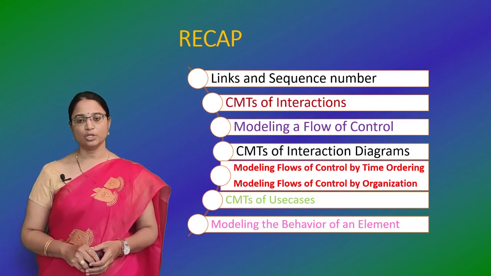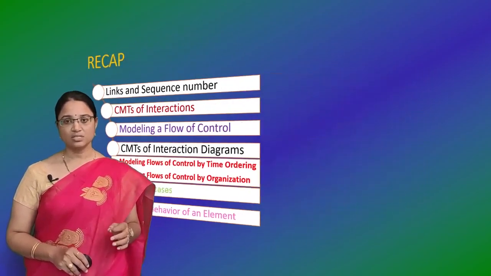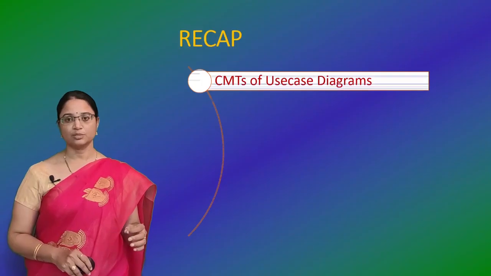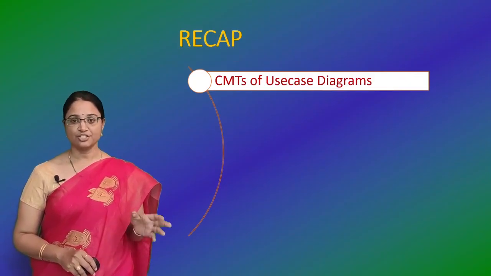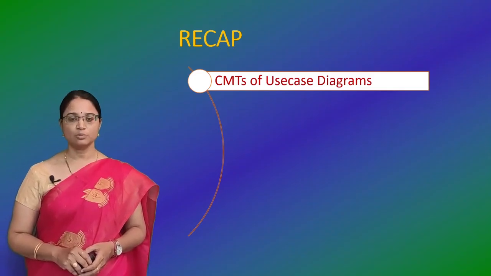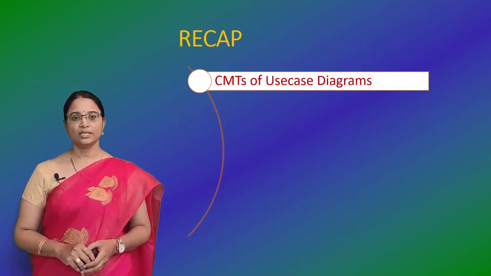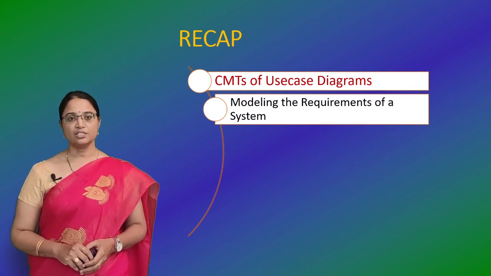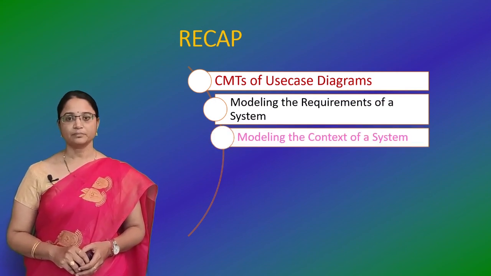And next, we have seen about the use case diagrams. In the use case diagrams, we have discussed about the relationships such as generalization, extend, and include. And coming to the common modeling techniques of use case diagrams, we have discussed about modeling the requirements of a system, and next is modeling the context of a system.